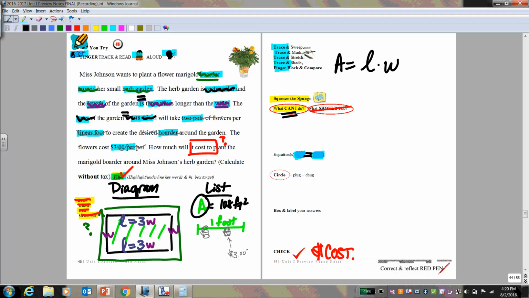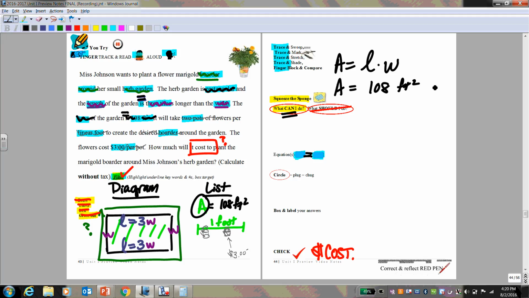Why do I do that? Well, I have information about the area, so I write out the area equation. Underneath, let's write down what we know about the area. Area equals 108 feet squared. Now we can do what's called circle, plug, chug.